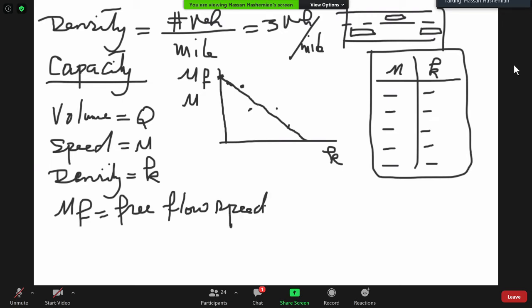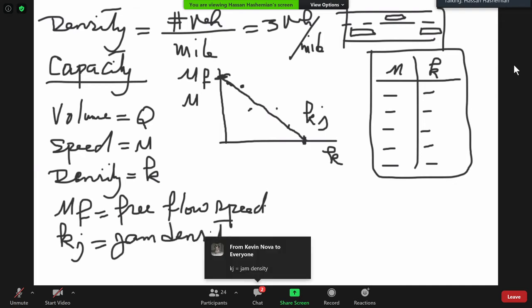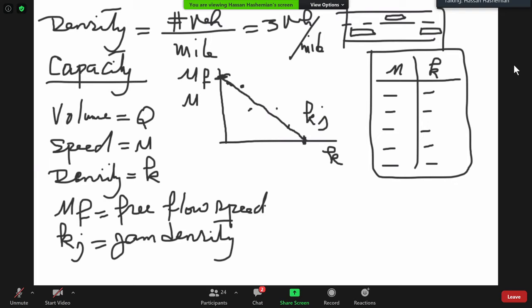Free flow speed. That means that's the time that k equal to 0, we have a free flow speed. Now this point where the speed is 0 is called kj, and kj is called jam density. So jam density is when all the cars are stopped, okay? So it's jammed, kj. So speed is 0, pretty much we have the highest density.